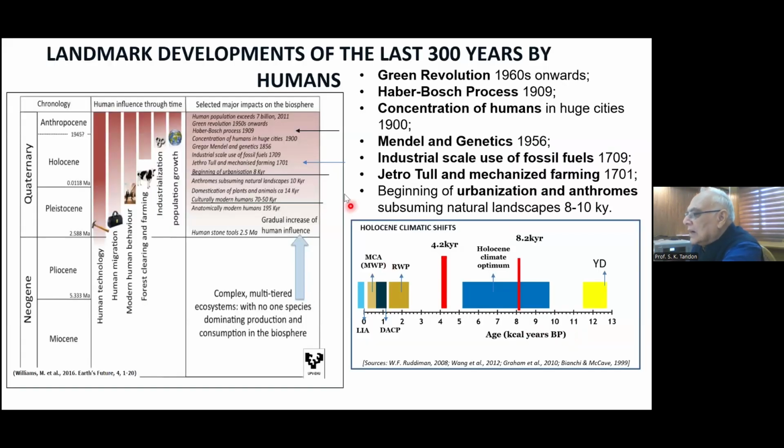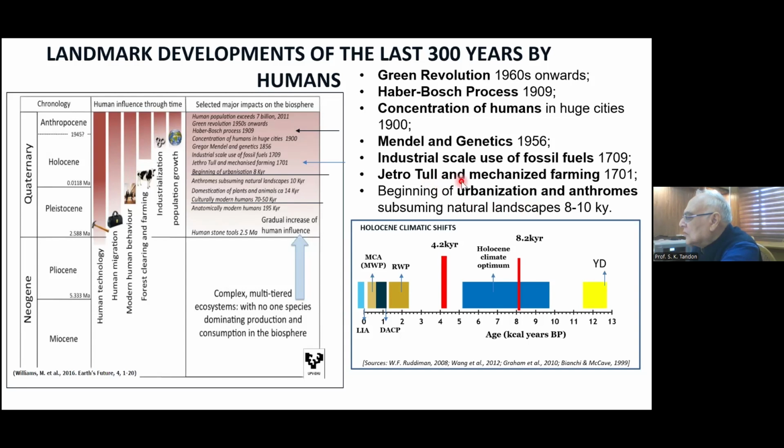But what are the landmark developments that have taken place which have brought about this, essentially? So we can see, if we go back about 8 to 10,000 years, you will see the beginning of urbanization and anthropes subsuming natural landscapes. That is essentially talking about the beginning of agriculture and settlements.